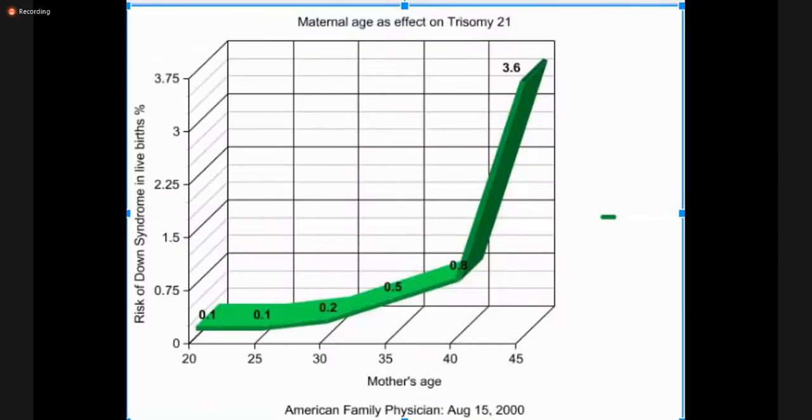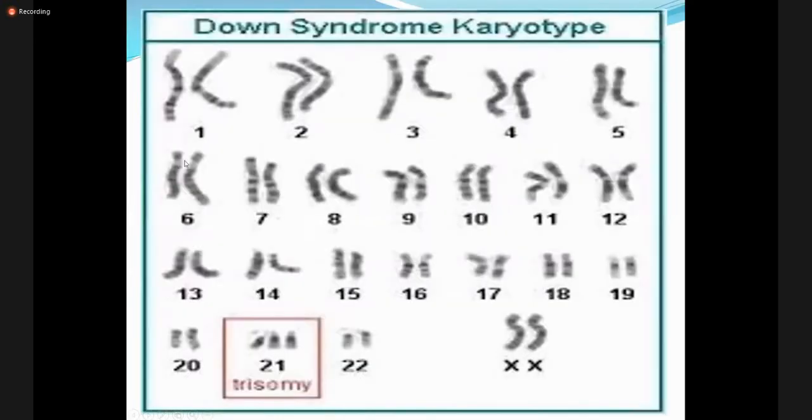And as you can see here, the maternal age effect on trisomy 21: if the patient is conceiving after the age of 35, 38, the chances of Down syndrome are greatly increased. This is the cytogenetic report that you can see here. All the chromosomes are paired, but at the 21 locus there is one extra chromosome, and this is a female with Down syndrome.